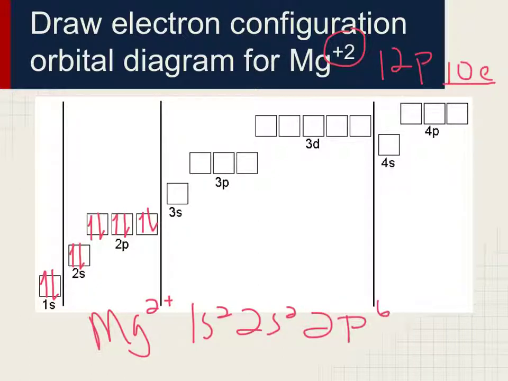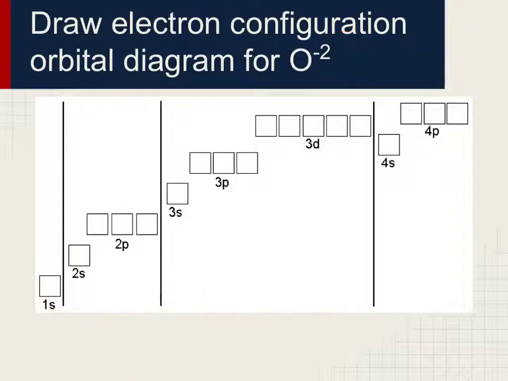So notice that the electron configuration for magnesium is different than the one for magnesium ion. So finally, I'd like you to try out on your own the orbital diagram for oxygen ion. And oxygen ion has a -2 charge. So pause the video and try out on your own oxygen ion.